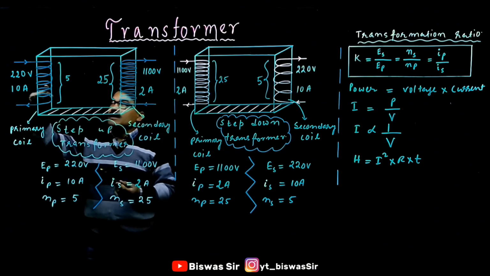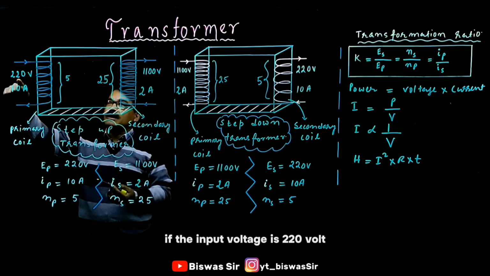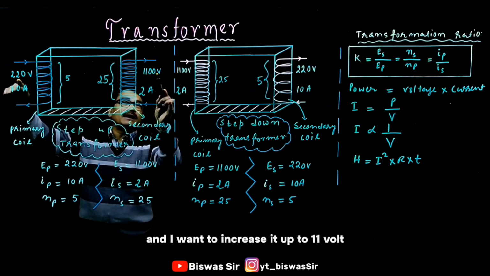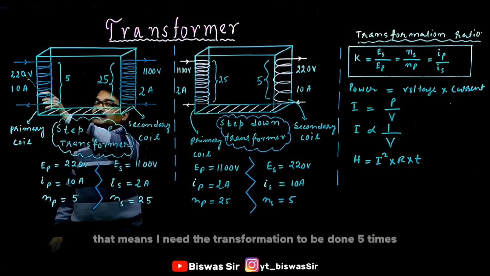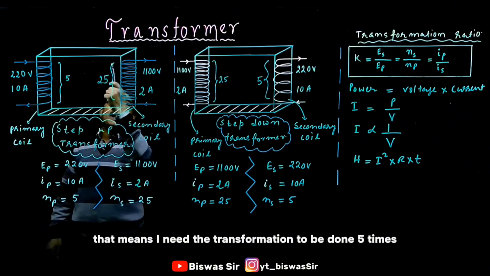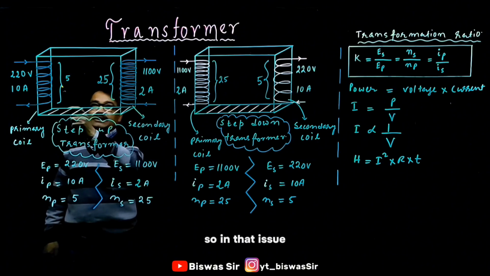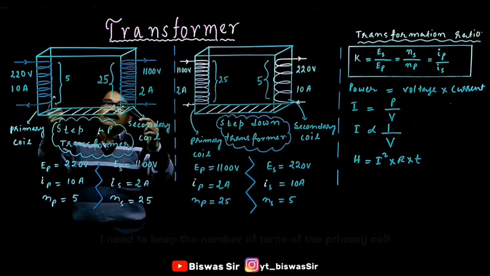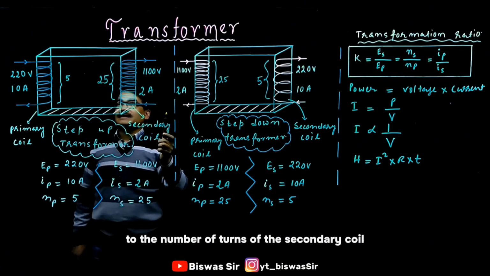For example, if the input voltage is 220 volt and I want to increase it up to 1100 volt, that means I need the transformation to be done 5 times. So in that ratio, I need to keep the number of turns of the primary coil to the number of turns of the secondary coil.